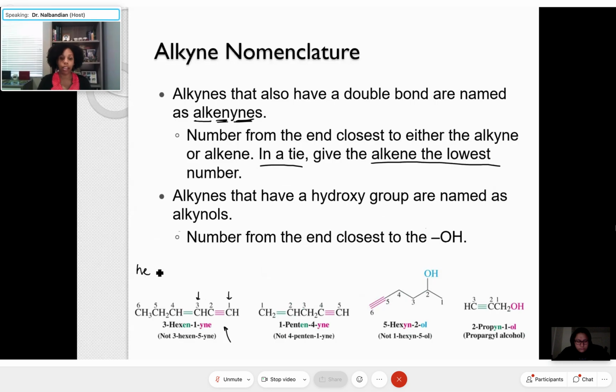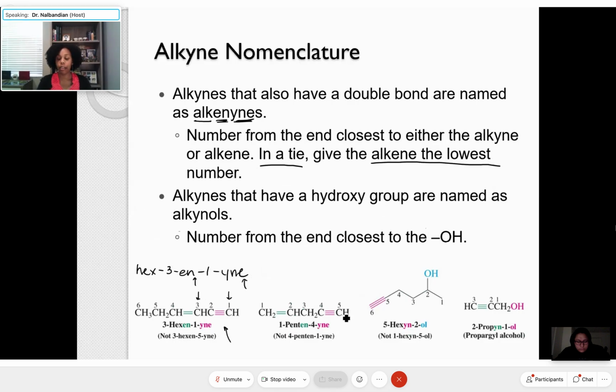Or we could write hex-3-en-1-yne. Remember, we're dropping the E on the end for the alkene, but we are going to keep the E on the end for the alkyne.